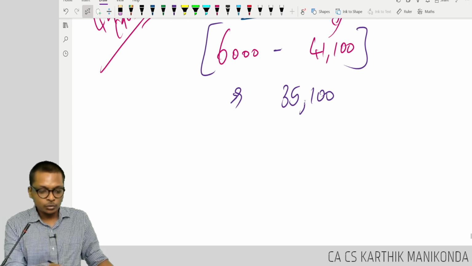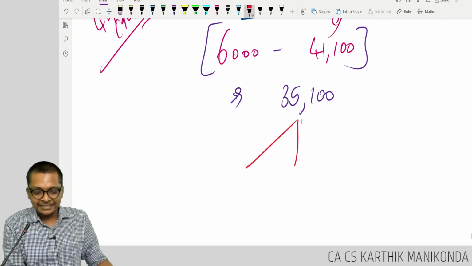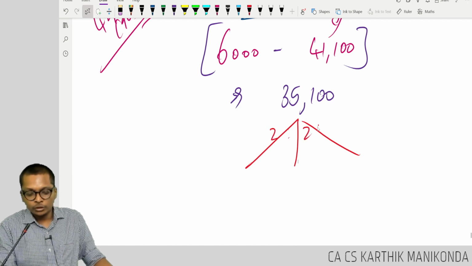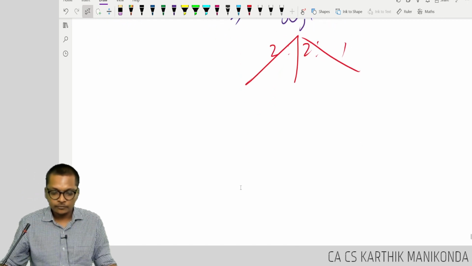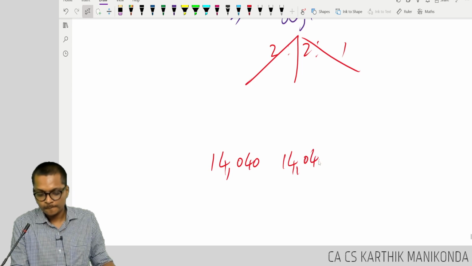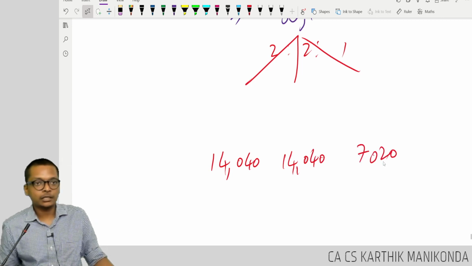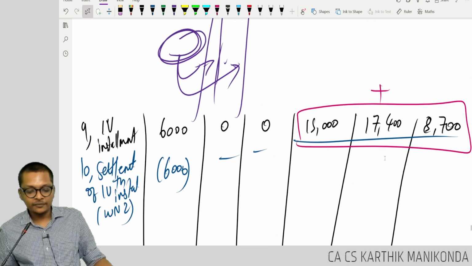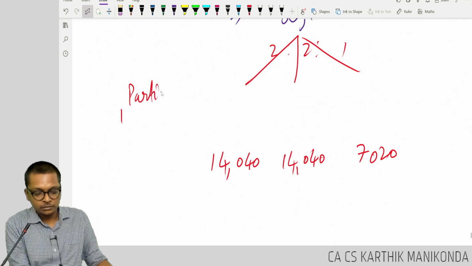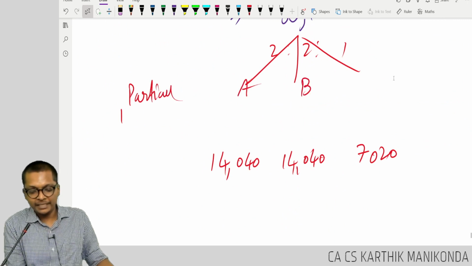So now what will I do? I will again split this, just like last time, between the three partners in the ratio 2:2:1. So how much are you getting? 14,040, 14,040, 7,020. This is the loss. What is the partners' capital? 15,000, 17,400.